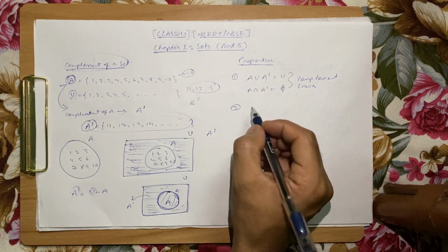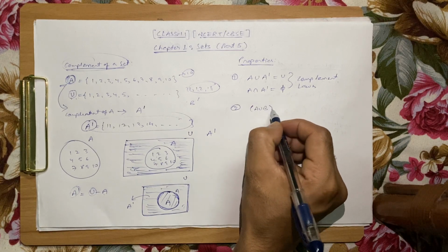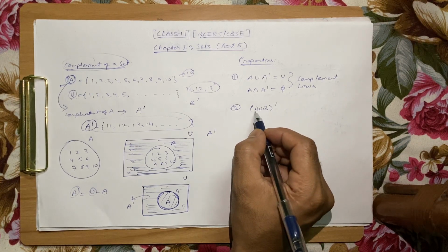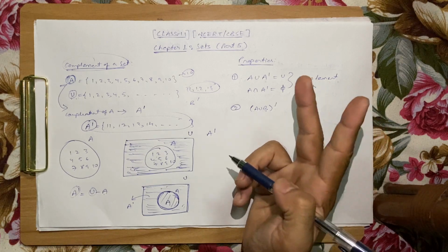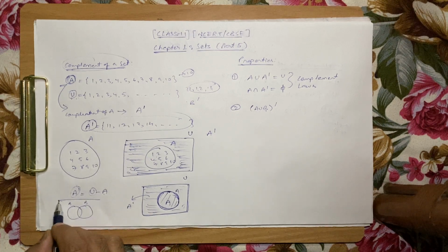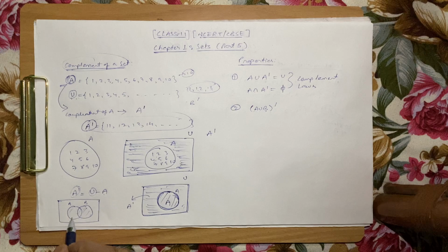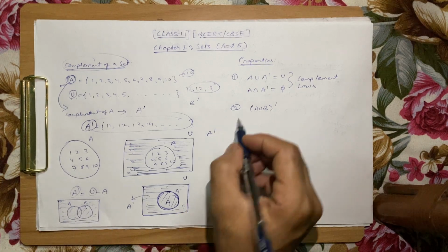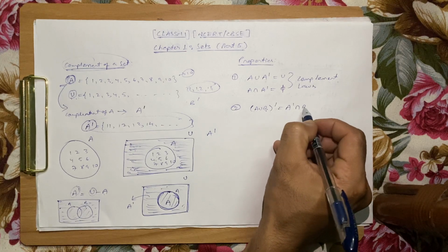Now this one is important. A union B dash: you do A union B, meaning you have two sets like this, you do A union B, and you find the complement. When you do A union B, it means both the circles are covered, right? All of the part is covered, and the complement of this means the outside part. Now you look beyond this circle, the outside part, right? So this is equal to A dash intersection B dash.